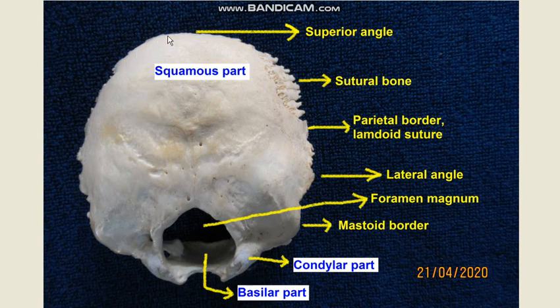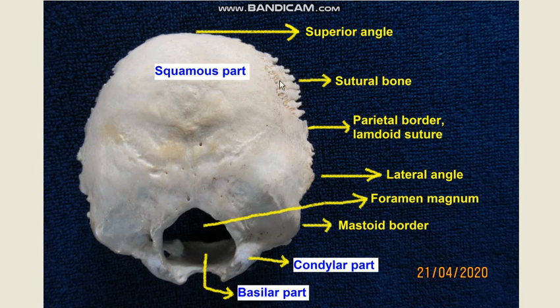bone, forming a suture, which is a fibrous joint, and this suture is the lambdoid suture, which is a type of suture known as the denticulate suture. And this position over here, at the point of union between the occipital bone and the two parietal bones, is called the lambda. It is the site of the posterior fontanelle in the newborn.